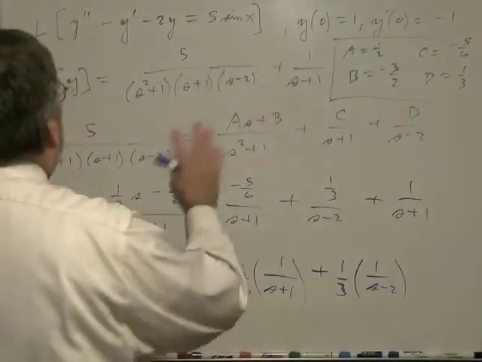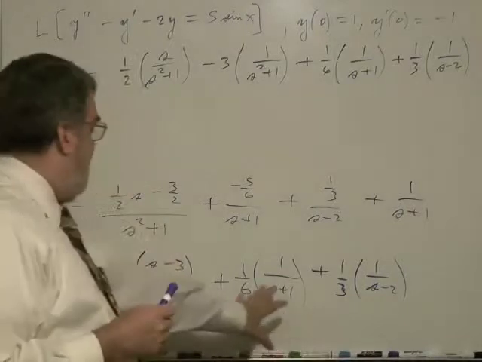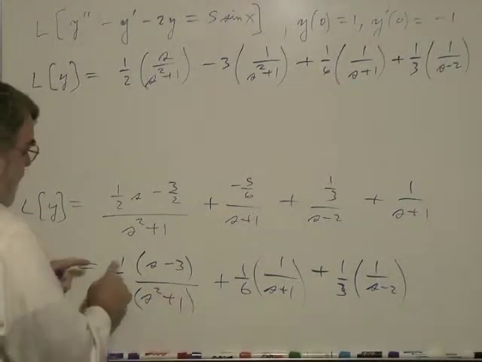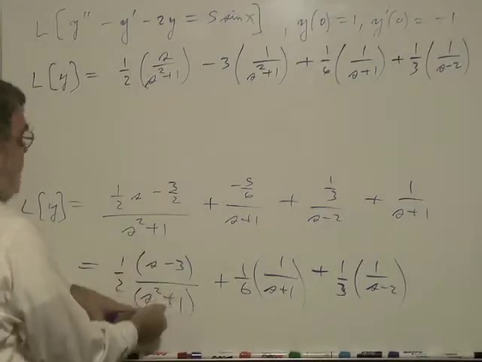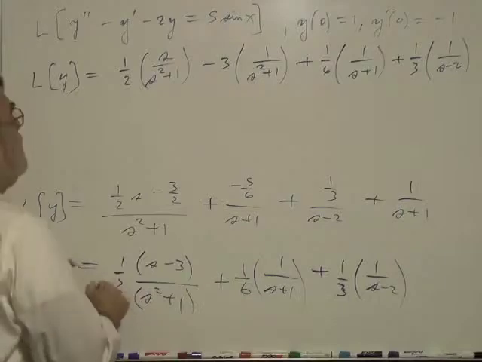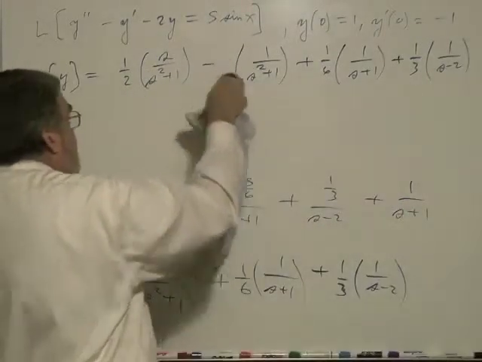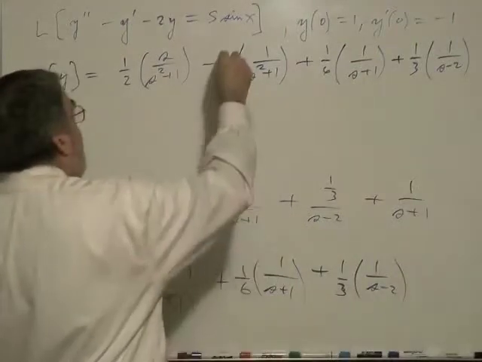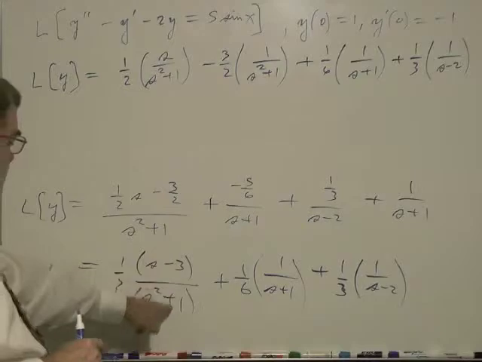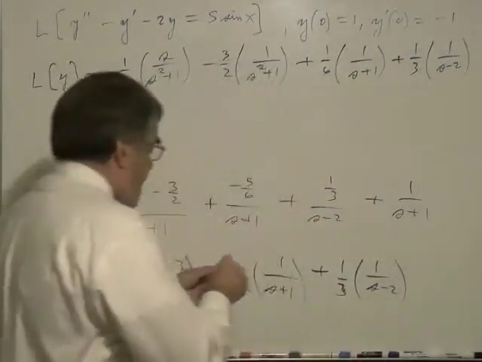So I'm going to do a little erasing up here. I took this stuff on the bottom here, and this is a fraction I broke up. So I have the 1/2 s over s squared plus 1, and then minus 3 times, oops, a little error there. It's actually minus 3/2, isn't it? Minus 3/2, because the 1/2 times the negative 3. 1 over s squared plus 1, and then these two terms I just recopied.